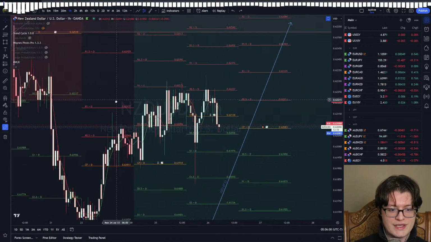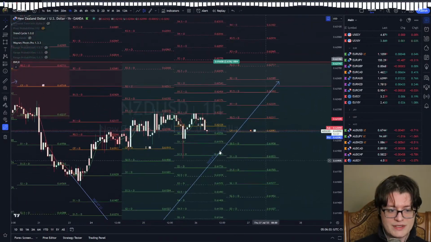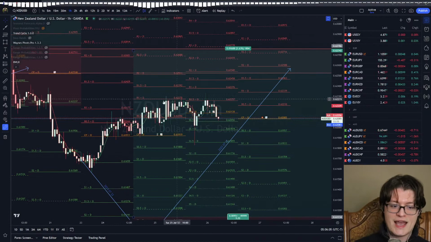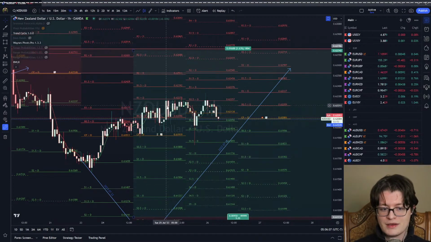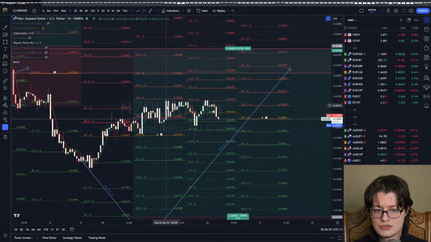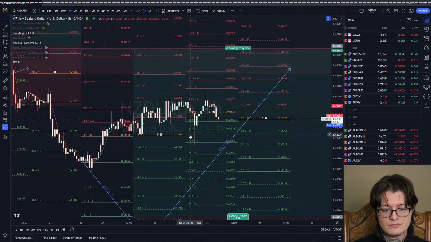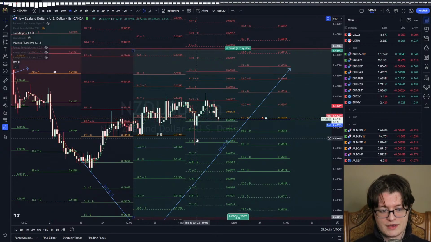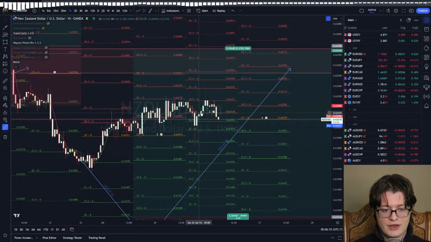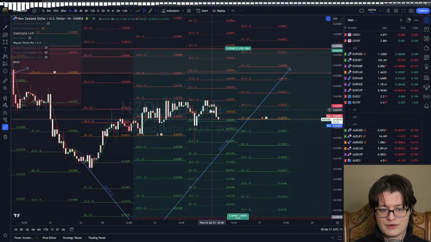Let's see, what else we got? We got New Zealand still moving sideways. I did exit out of my New Zealand dollar short hedges. After this dip, I was like, okay, all good. And somewhere around here, I got out.